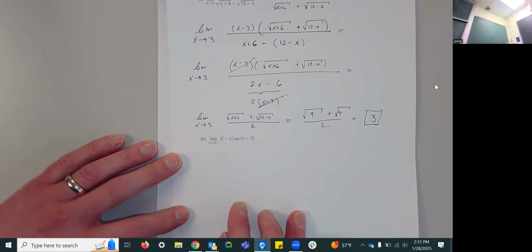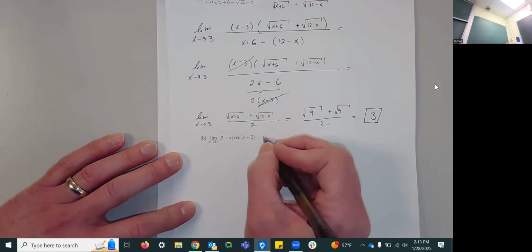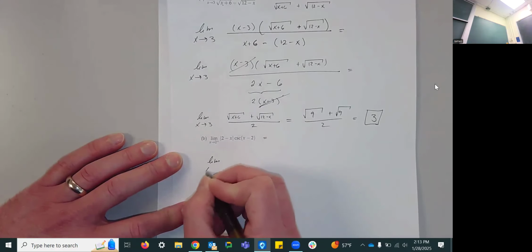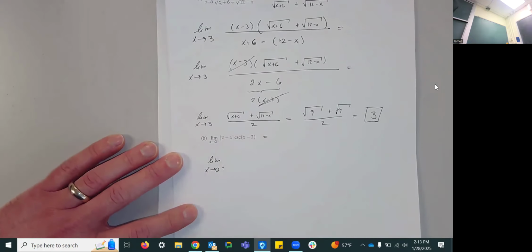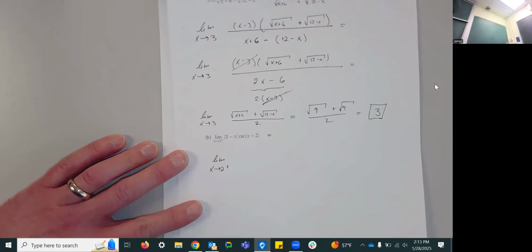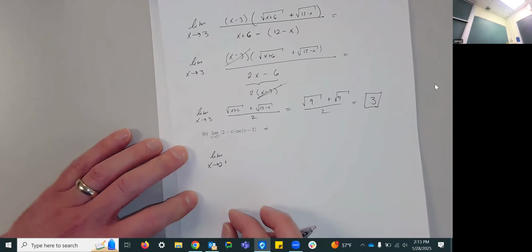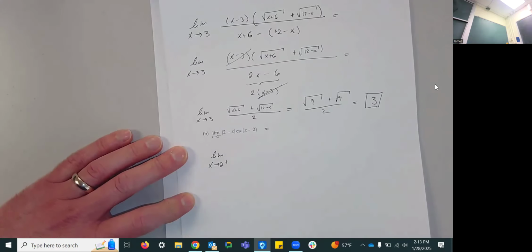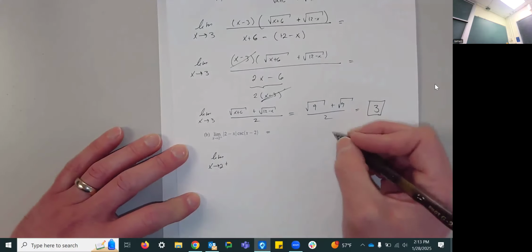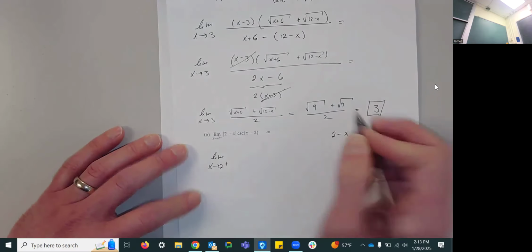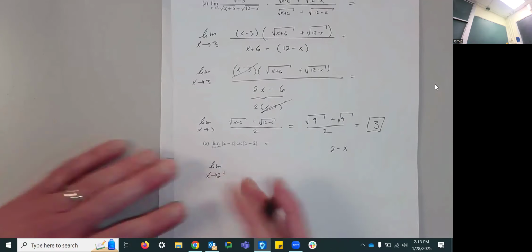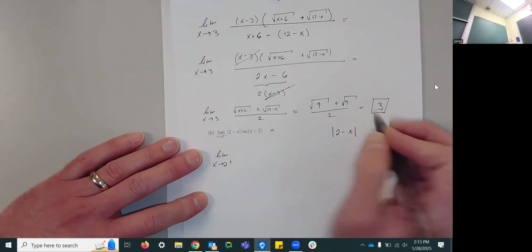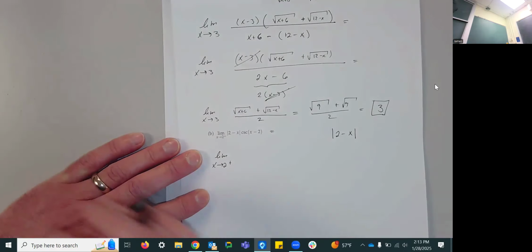Oof. I don't know about this next thing, though. The limit as x approaches 2 from the right of the absolute value of 2 minus x times cosecant of x minus 2. Oh, tricky. Okay, cool. Let's notice that we are on the right side of 2. So let me ask you all, is 2 minus x positive or negative? Negative. So the absolute value of 2 minus x isn't going to be 2 minus x, because that's going to give you a negative result.